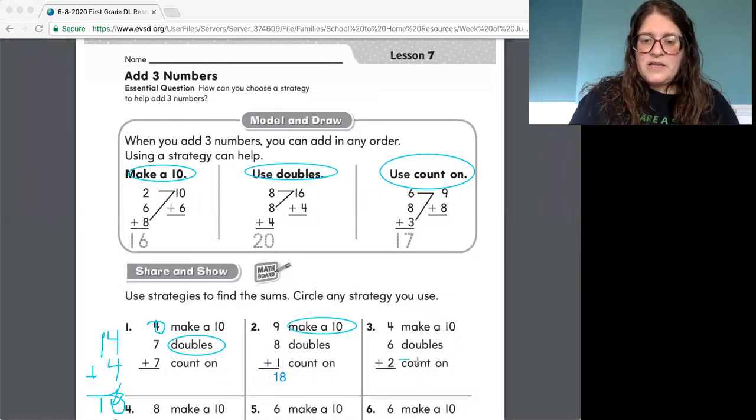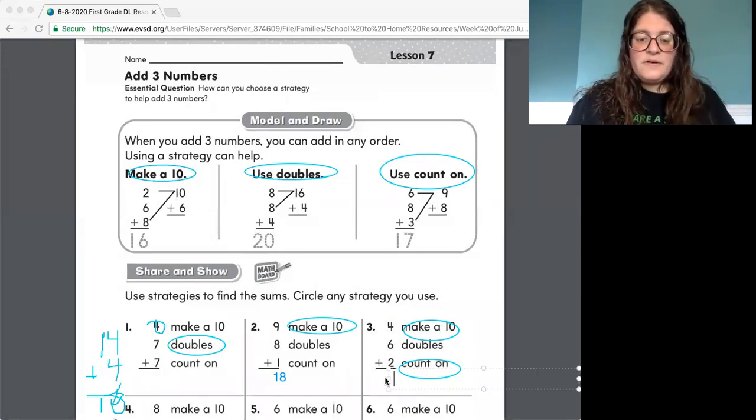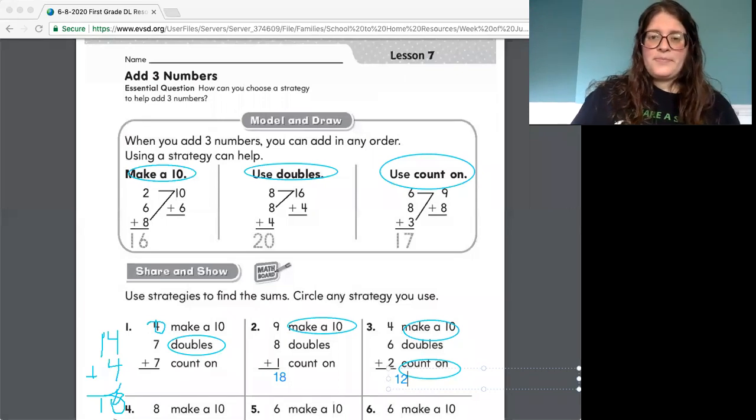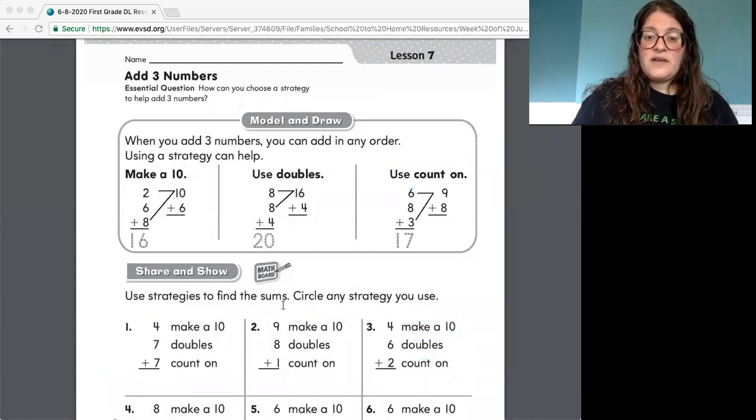So if I choose count on, I could say 4 plus 6 makes 10. So we're kind of using two strategies there. That's 10 plus 2 more is 12. Okay, so that's what I want you to do for this page, and I want you to try the next ones with your family on your own.